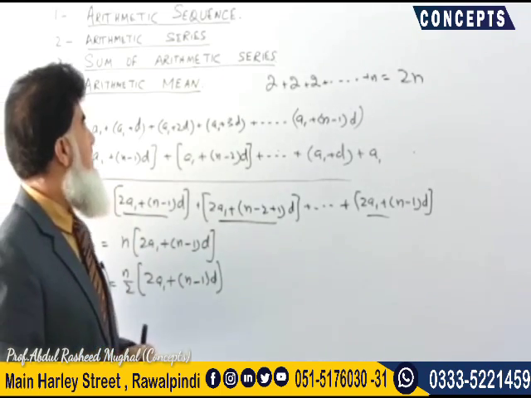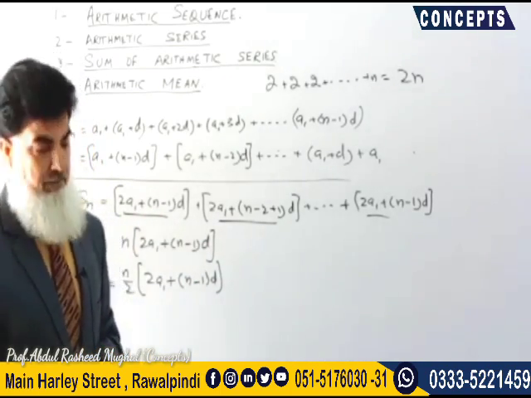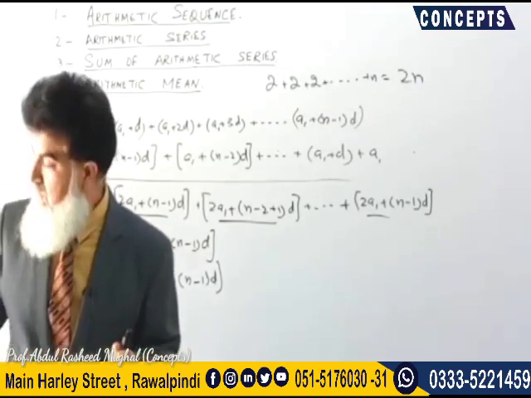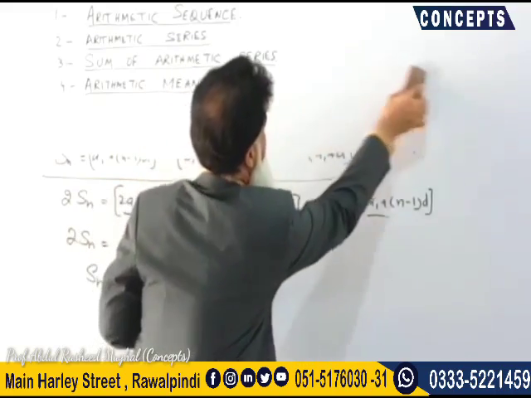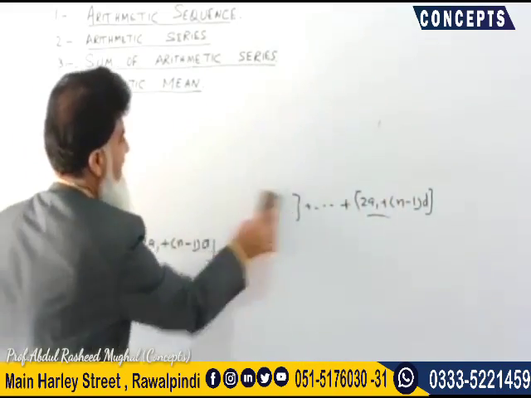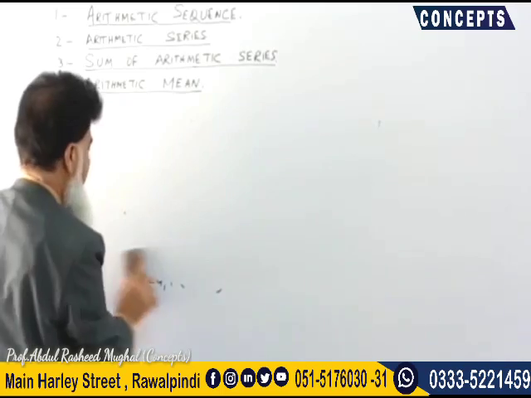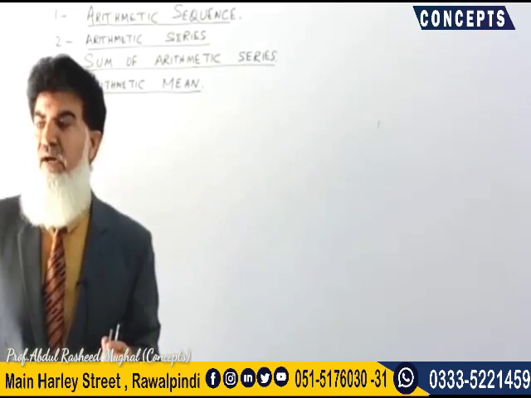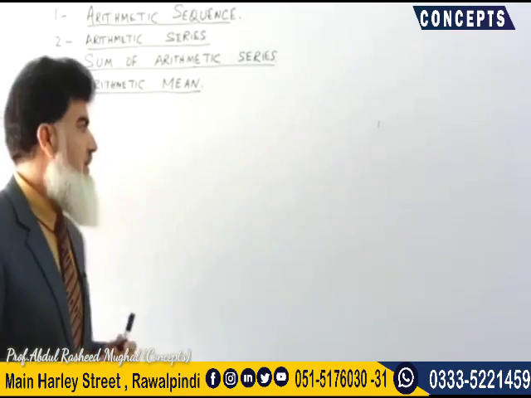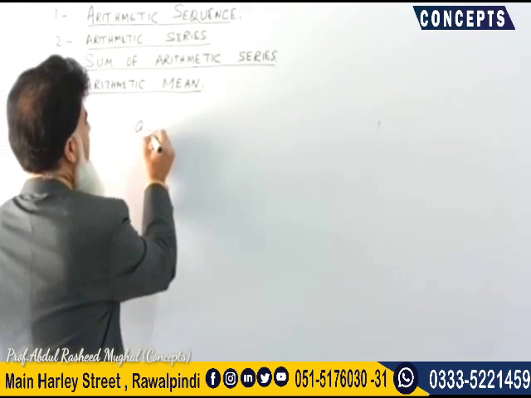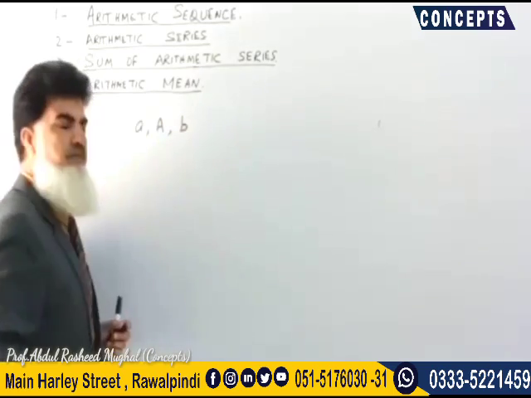The next topic is arithmetic mean. Arithmetic mean is actually known as the average of two numbers. Now in this topic, we shall derive a formula to find out the arithmetic mean between any two numbers. Let us start with small a, capital A and small b.